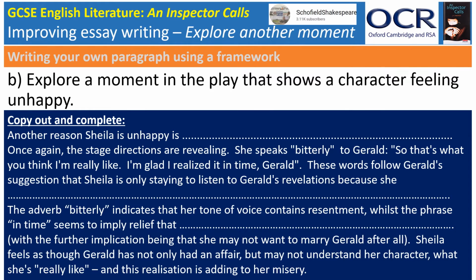Now, your turn to build up writing insightful paragraphs. Here is a partially written paragraph on the same question and moment. Read it through to yourself. Based on the quotation, what point might you make about Sheila's unhappiness? Why is she staying to listen to Gerald's revelations? And what is she getting at when she says that she's glad she realised it in time? Press pause and get writing.